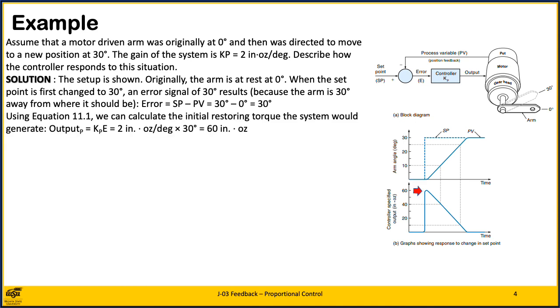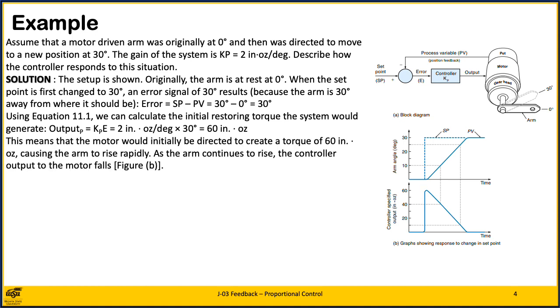Using equation 11.1, we can calculate the initial restoring torque the system will generate, where output P is equal to Kp times E, or 2 inch-ounces per degree times 30 degrees, or 60 inch-ounces. This means that the motor would initially be directed to create a torque of 60 inch-ounces, causing the arm to rise rapidly. As the arm continues to rise, the controller output to the motor falls, which is shown in figure B.